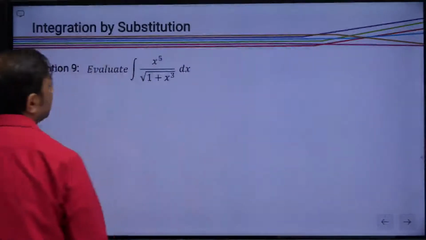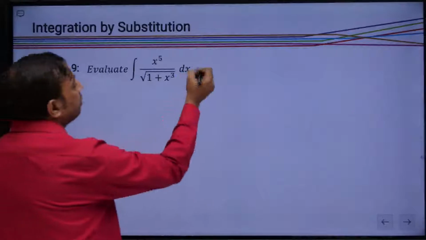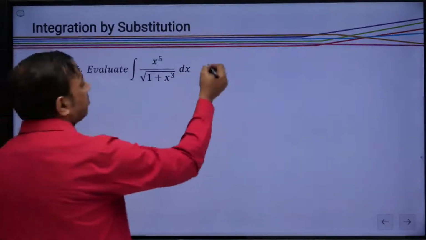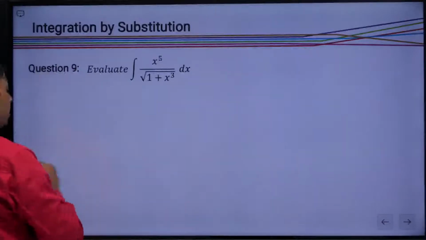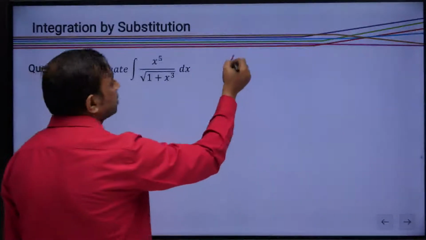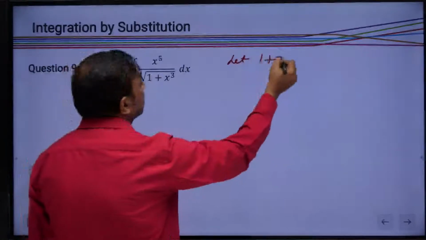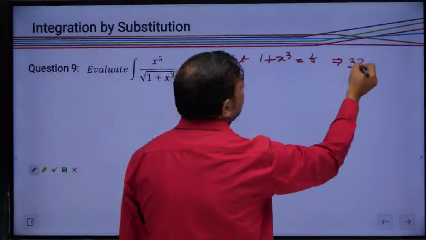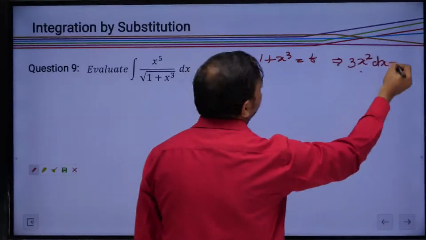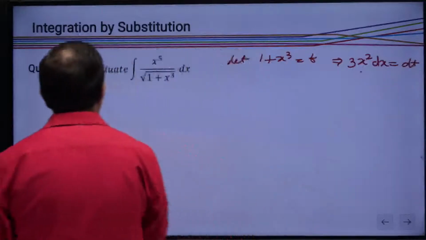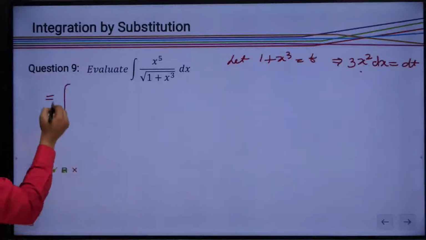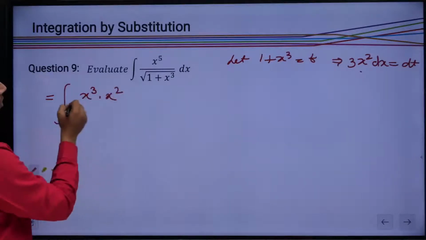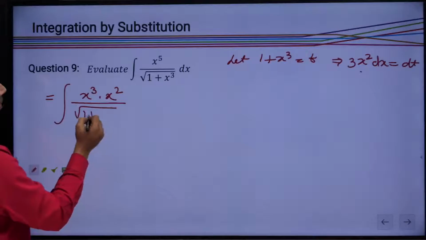Okay, this is another example. Again we need to do certain manipulations in the problem, and before going to those manipulations, we will assume let 1 plus x cube equal to t. So from here what we have, 3x square dx will be dt. The manipulation we'll do with the integrand is x to the power 5 will be written as x cube into x square. That is a simple manipulation we are doing.